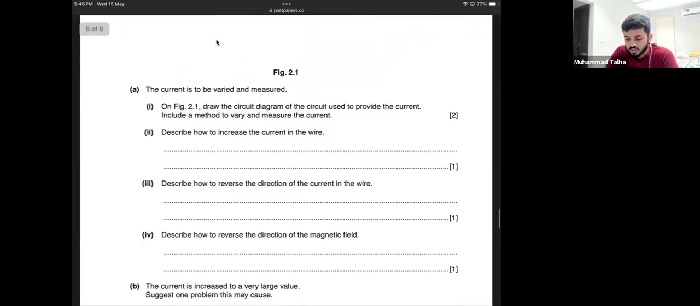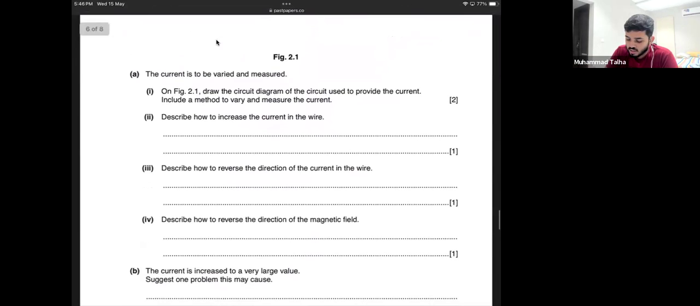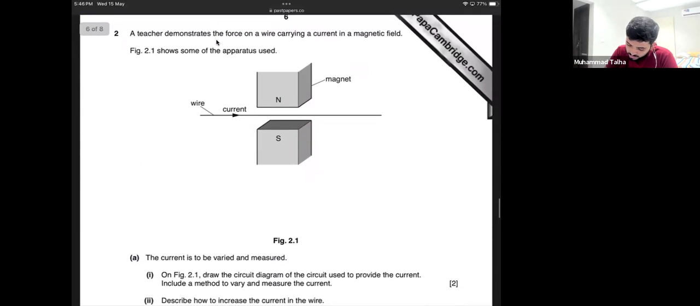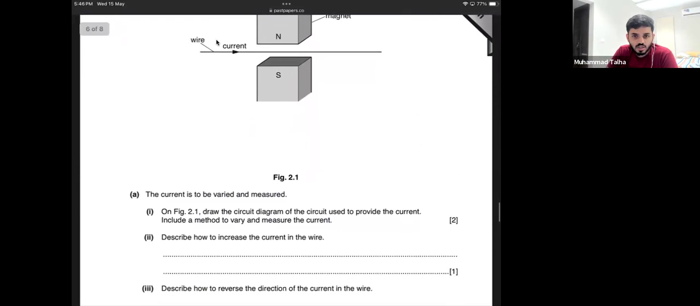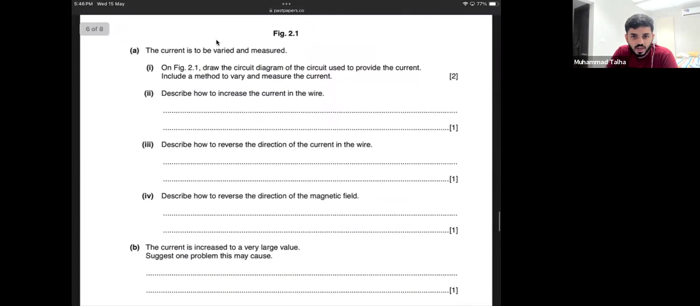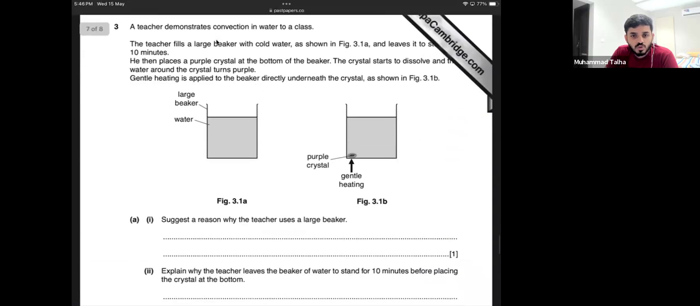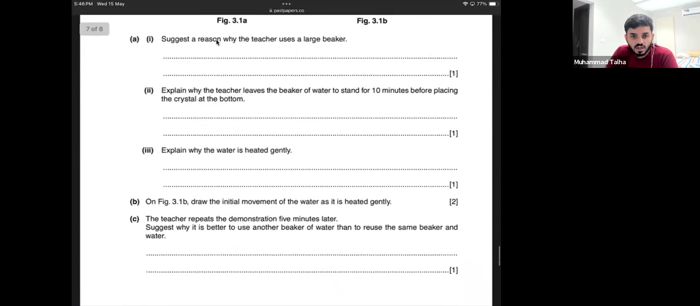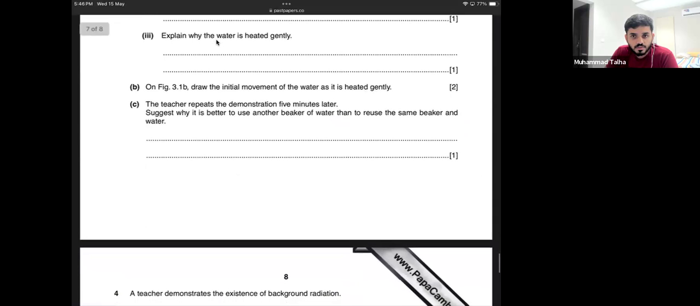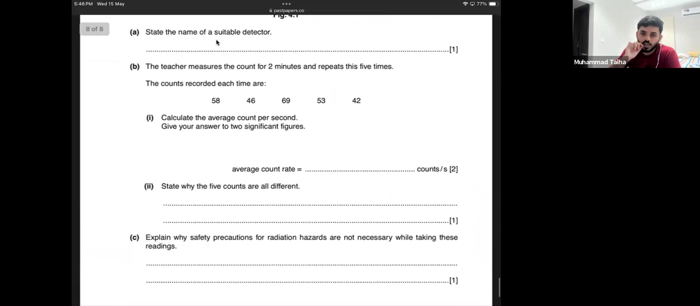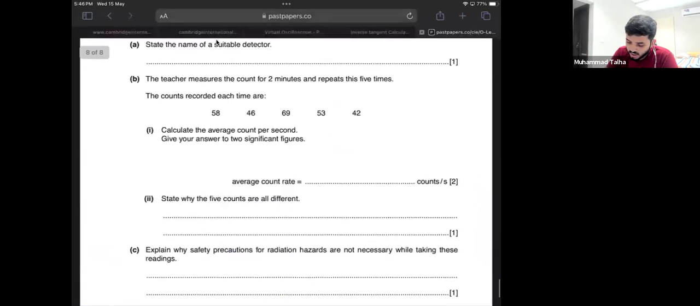Describe how to reverse the direction of the current. So you just switch around those cell terminals. How to reverse the direction of the field. Yeah, so you just switch around the poles of the magnet. So you see, once you get a feel of this, it's not really all that hard. And this is the ATP question that we were just looking at.